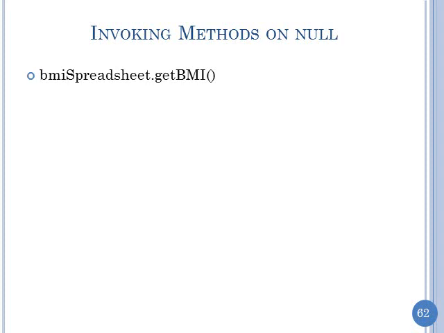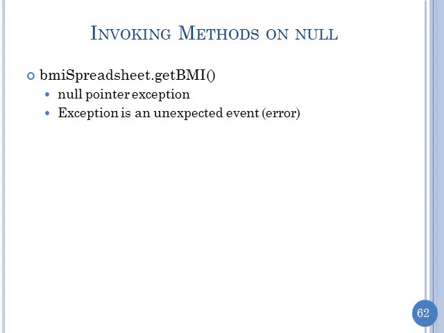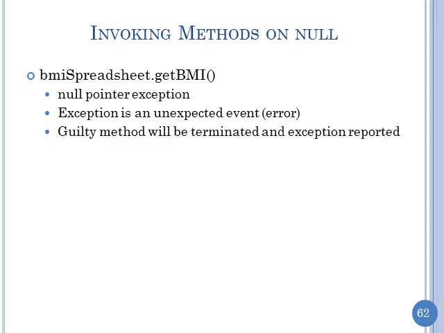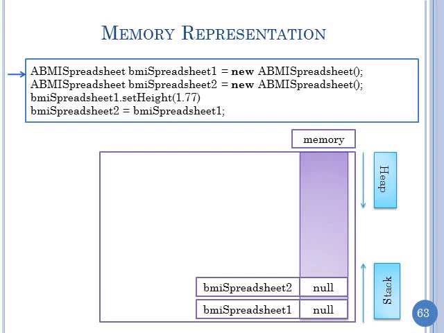So if you say get BMI, you'll get a null pointer exception, saying, hey, there is no object, there's no get BMI to be called. And what's an exception? We'll look at that in depth later, but it's an unexpected event, as the name says. And if you don't do anything, the method that's guilty will be terminated and the exception reported, which is what you'll get. Okay, let's start.